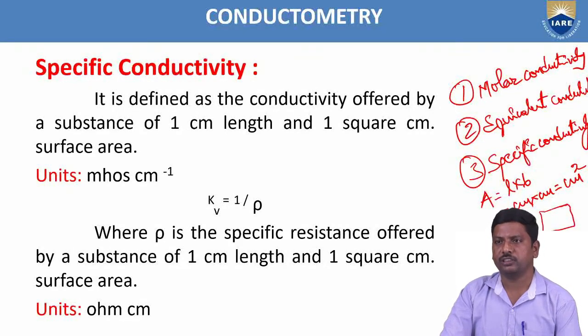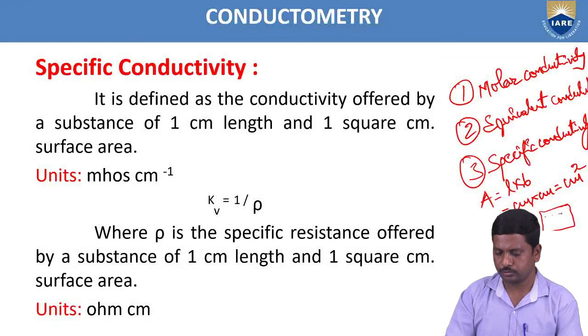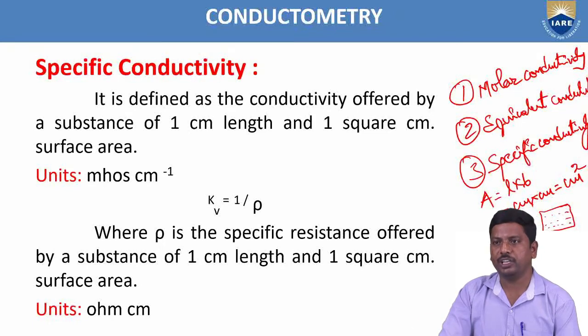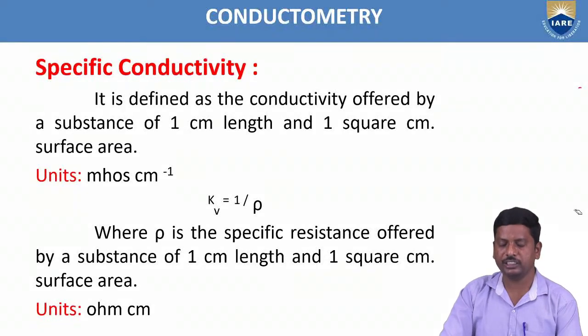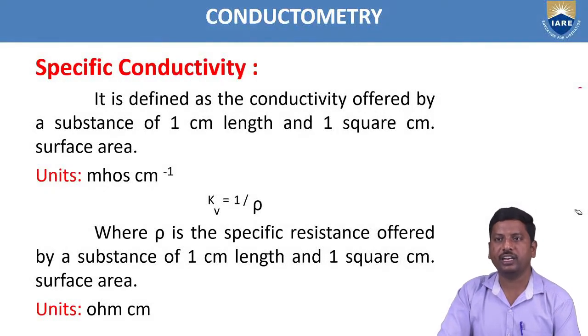Consider a square. The total number of ions present in that square, because of the movement of the ions in that particular square area, gives a conductivity that comes under the category of specific conductivity. What is specific conductivity? It is defined as the conductivity offered by a substance of 1 centimeter length and 1 centimeter breadth, that is, 1 square centimeter surface area.